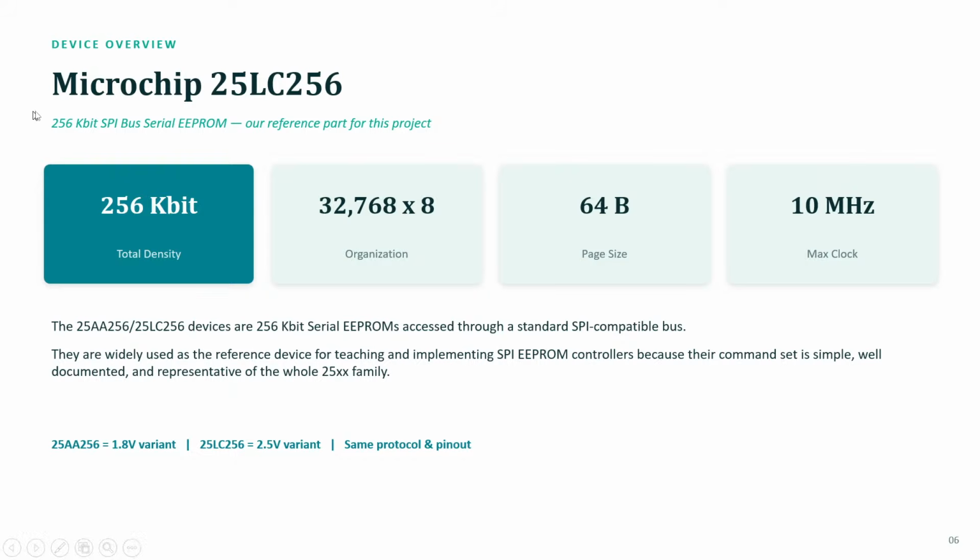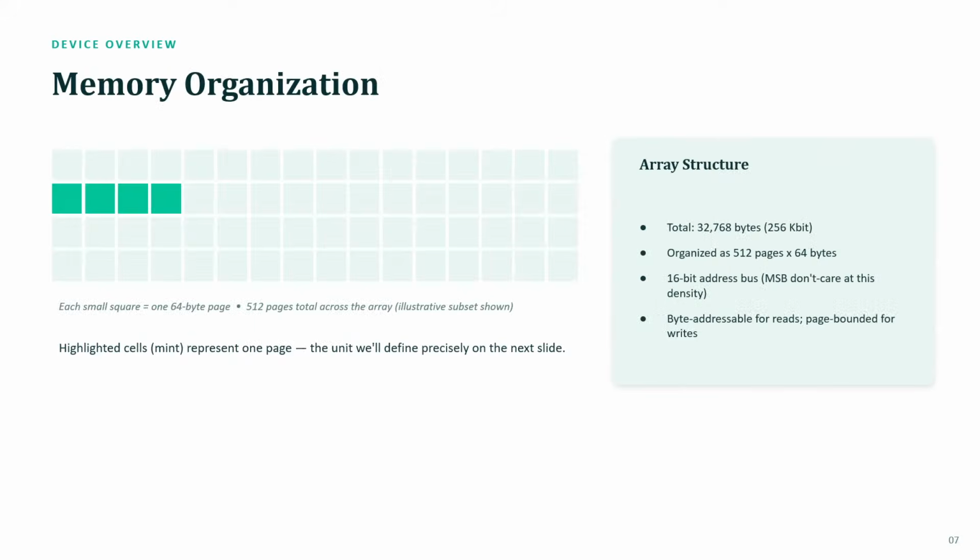Now, coming to this, it's a 256 kilobit SPI bus serial EEPROM, and this is what we are going to take in our project, where its total density is 256 kilobits, and it's basically a 32,768 by 8 memory organization. And there is something known as page size that we are going to discuss. What do you mean by page size? Basically, it is 64 bytes, and the maximum operating frequency is 10 megahertz. What page size means, we are going to discuss in great detail in our upcoming slides.